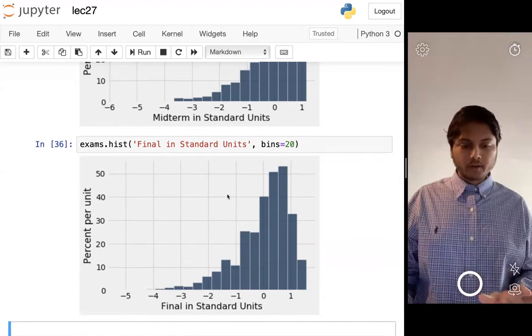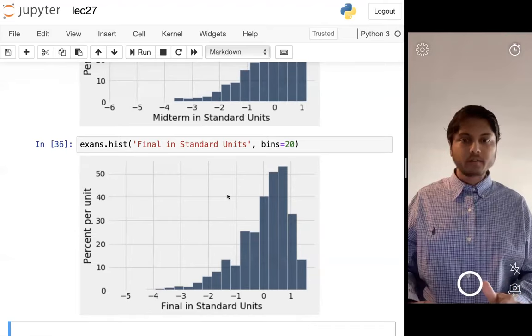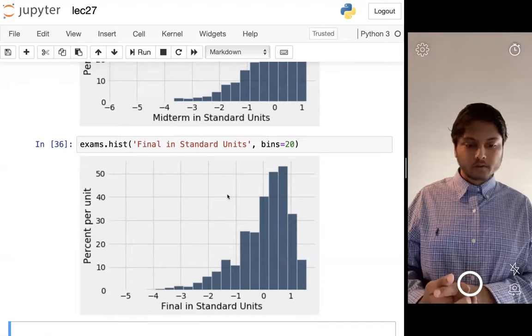Before I continue, any questions about standard units and how we calculated that or why we use that?